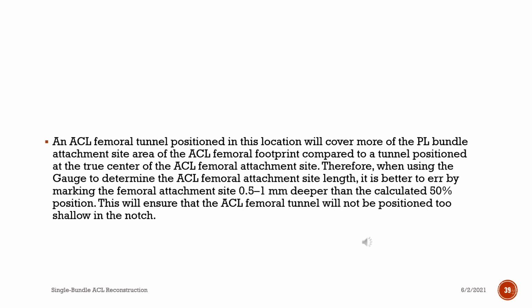An ACL femoral tunnel positioned in this location will cover more of the PL bundle attachment site area of the ACL femoral footprint compared to a tunnel positioned at the true center of the ACL femoral attachment site. Therefore, when using the gauge to determine the ACL femoral attachment site length, it is better to err by marking the femoral attachment site 0.5 to 1 mm deeper than the calculated 50% position. This will ensure that the ACL femoral tunnel will not be positioned too shallow in the notch.